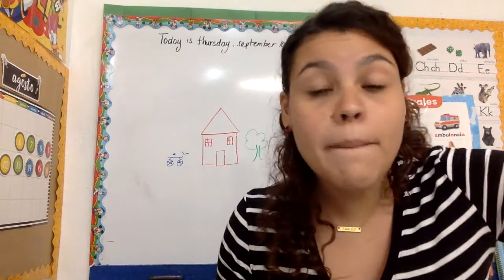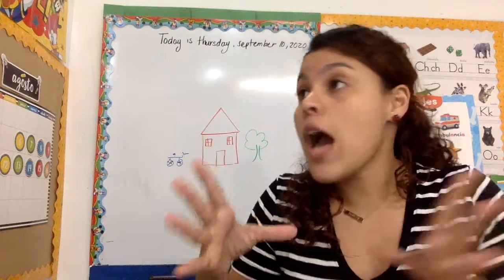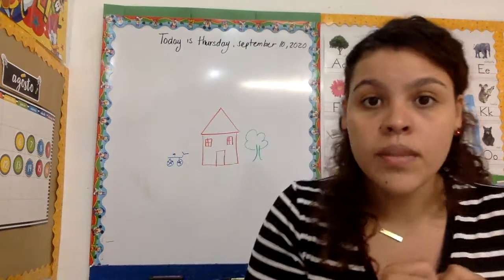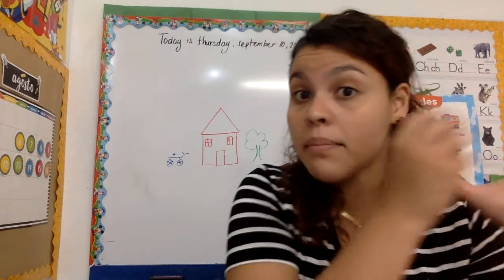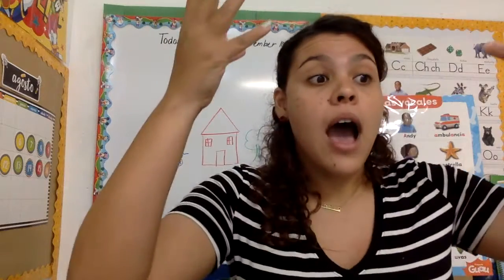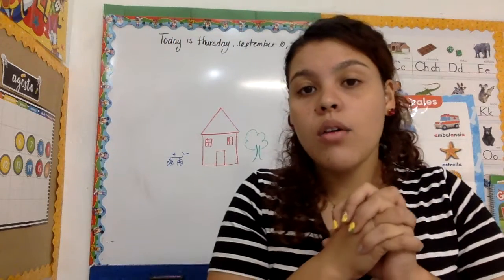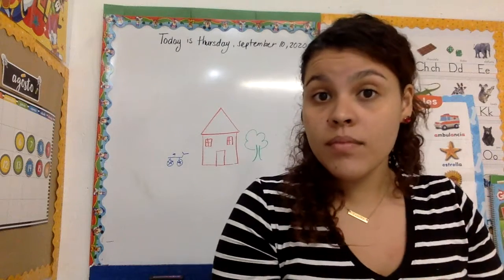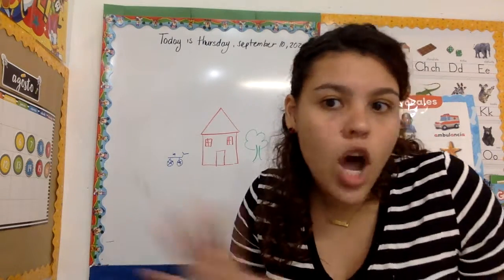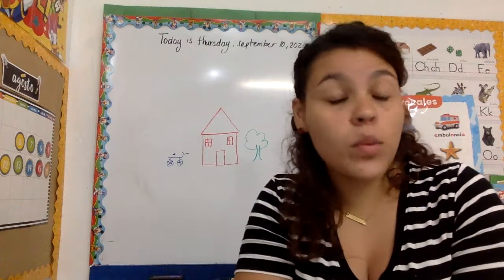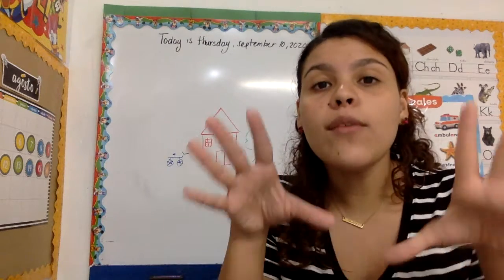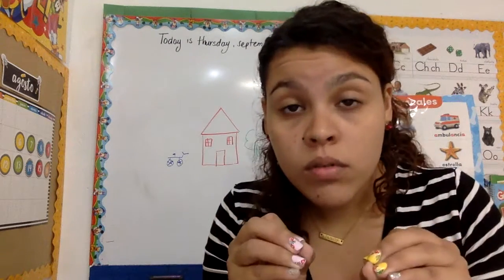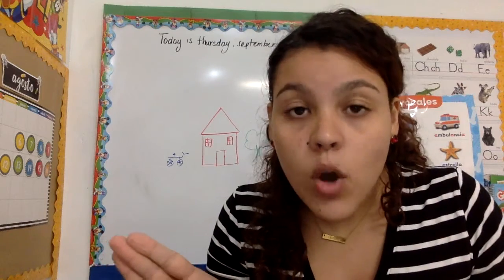Yo quiero ver tu familia, cómo es tu familia. If you have a brother, si tienes un hermano. If you have a sister, si tienes una hermana. I want to see how you draw your mommy, how you draw your daddy, cómo dibujas a mamá, papá. If you have a dog, you can draw your dog. Si tienes un perrito, puedes dibujar al perrito. Tú dibuja tu familia. You draw your family, okay?